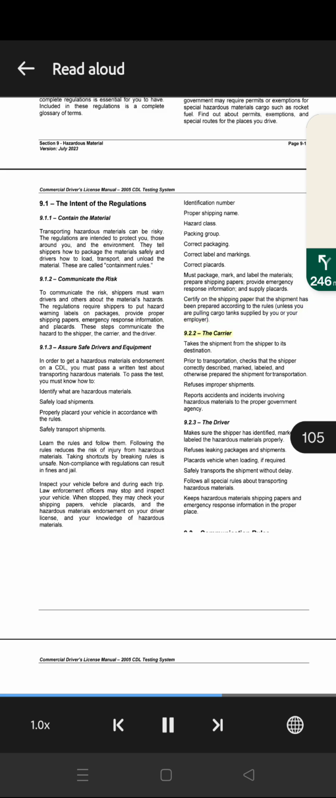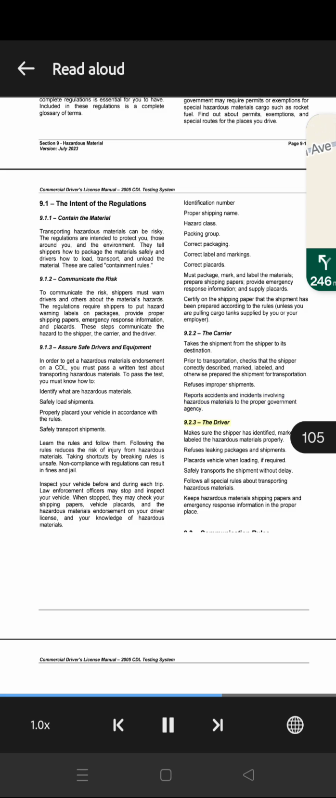9.2.2 The carrier takes the shipment from the shipper to its destination. Prior to transportation, checks that the shipper correctly described, marked, labeled, and otherwise prepared the shipment for transportation. Refuses improper shipments. Reports accidents and incidents involving hazardous materials to the proper government agency.